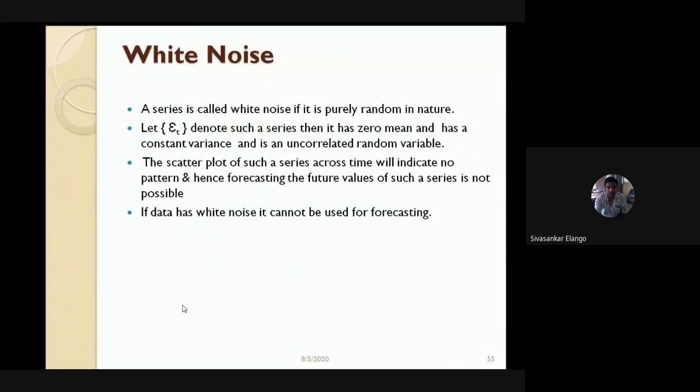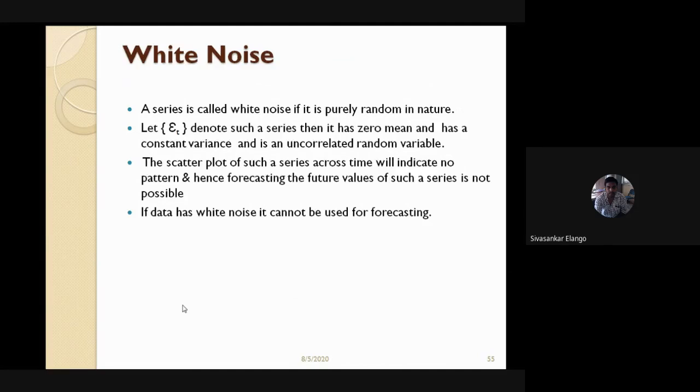Wherever you have time series data, if it is white noise data, it means that it is purely random in nature. Here epsilon t denotes a series that has zero mean and a constant variance. If the data has zero mean, meaning you have equal positive and negative values, then automatically the mean is 0. With a mean of 0, a constant variance, and uncorrelated random variables, we call it white noise data.